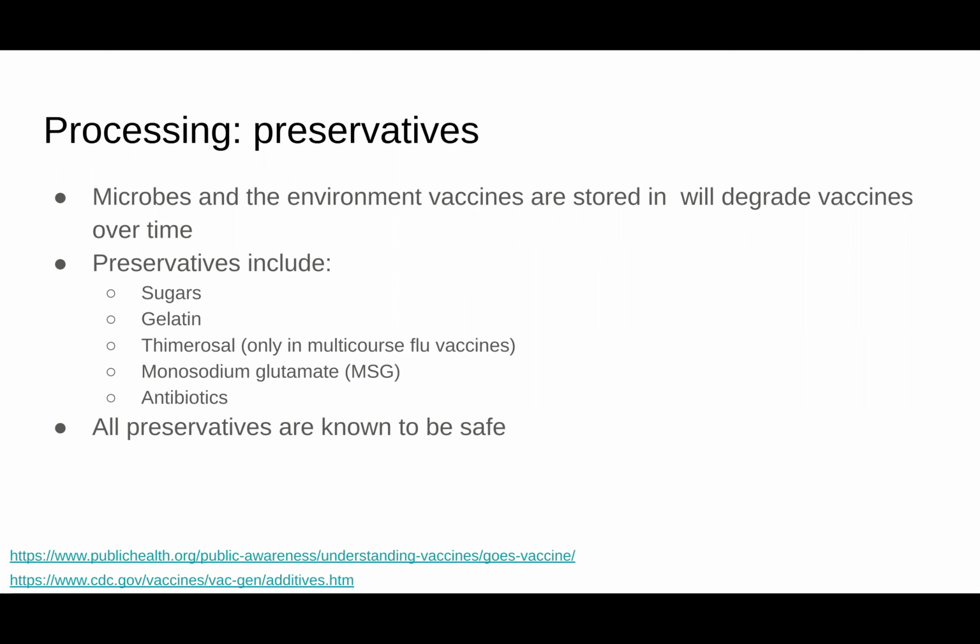And so we use a number of different preservatives. These include sugars, gelatin, thimerosal. Thimerosal is a mercury derivative. It's only used in the multi-dose flu vaccines at this point in time. MSG, monosodium glutamate. Many of you, if you were around in the 90s, would have seen the uproar about MSG in Chinese food and other types of food. Completely overblown, but it's a great preservative. And then as well as antibiotics. They'll oftentimes have antibiotics in vaccines, again, to kill any potential microbes. So those are the most common ones. There are other types of additives they use for preservatives.